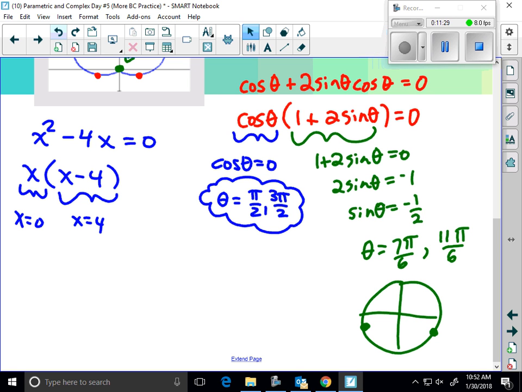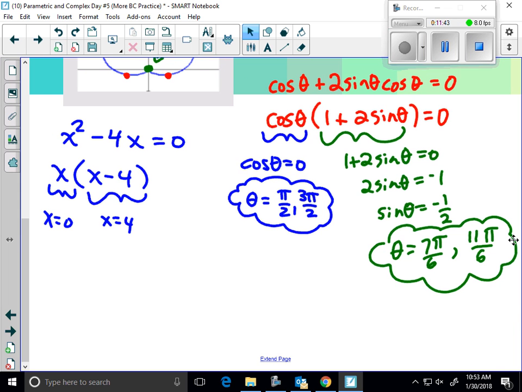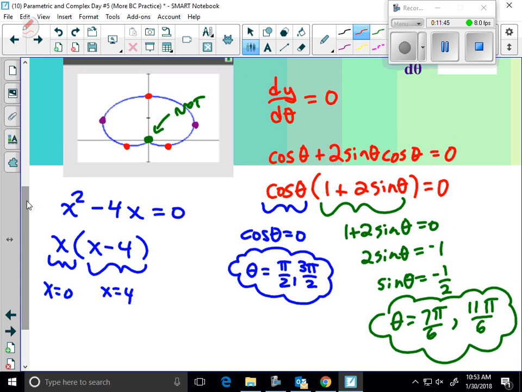Okay, so let's identify which of these doesn't exist. Here's a nice way to kind of visualize this. As I look at this sketch, this is an obvious one. What is that? Pi over what? 2. This one and this one, those look to be the 7 pi over 6 and 11 pi over 6. And the green one that doesn't exist would be the 3 pi over 2.